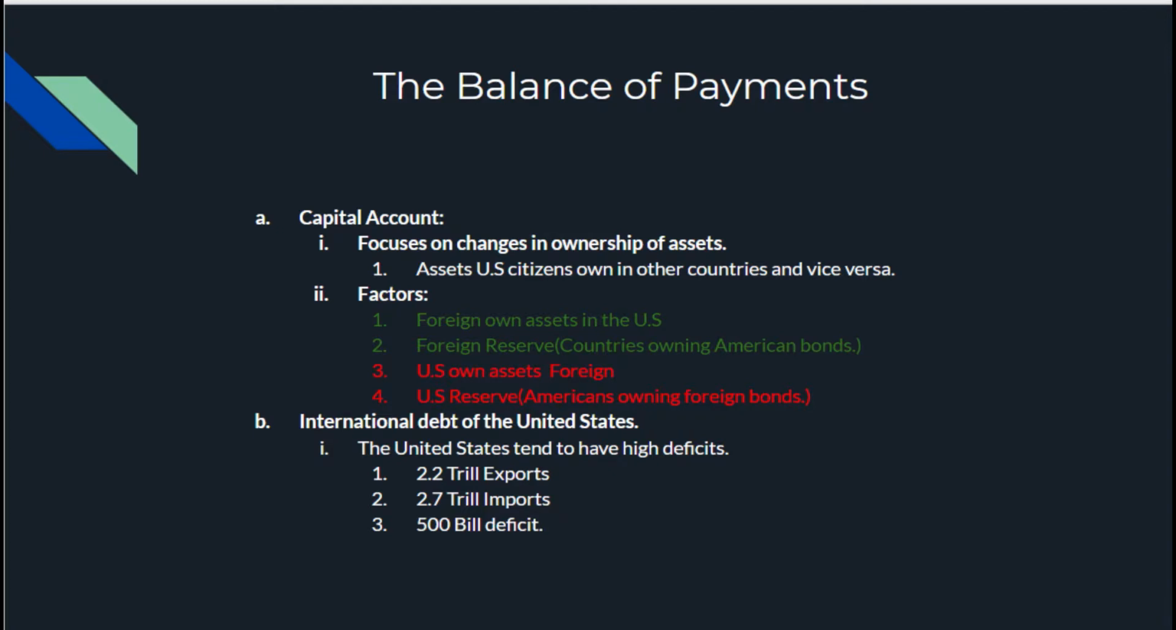The international debt of the United States is, let me get to it. The United States tends to have high deficits, with a $2.2 trillion deficit in exports, $2.7 trillion deficit in imports, and a $500 billion deficit in general, which is not a surprise.